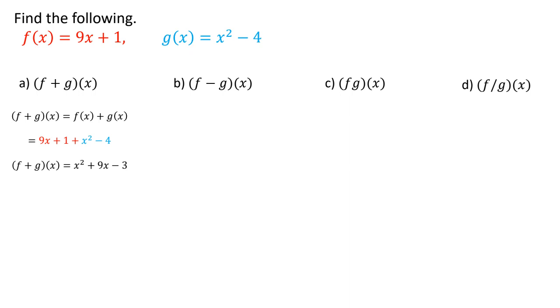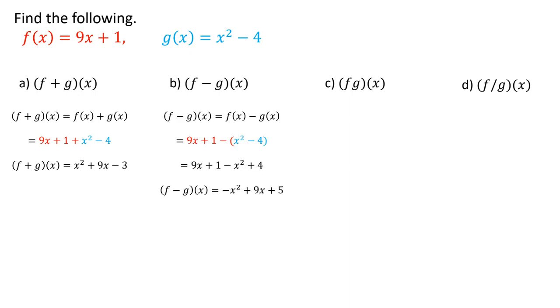So let's do B. B is just a subtraction now. I'll rewrite that: f minus g of x. Basically what they're telling me is to do f of x minus g of x. So let me replace f of x and g of x with what I know. f of x is 9x plus 1 minus g of x, which is x squared minus 4. Before I can combine my like terms, I need to distribute that negative sign. So negative times x squared is a negative x squared. A negative times a negative is a positive 4.